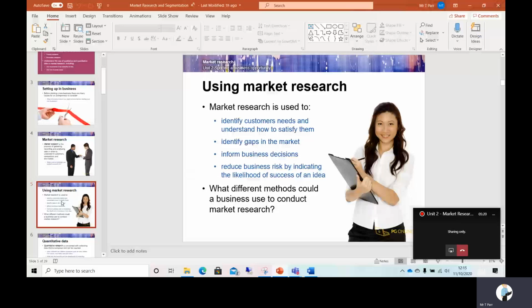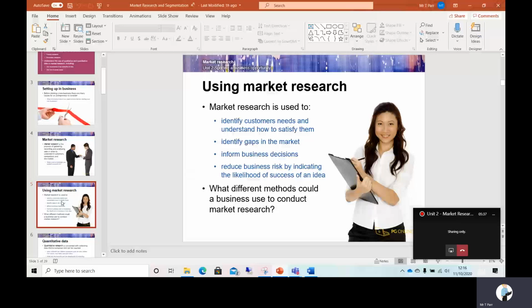Another way is to identify a gap in the market. So is there a product or service which is probably in need, which no other business can provide at this moment? It can help inform business decisions. So if you're an up-and-coming business, do you want to expand? Do you want to grow? Is there a need to grow?